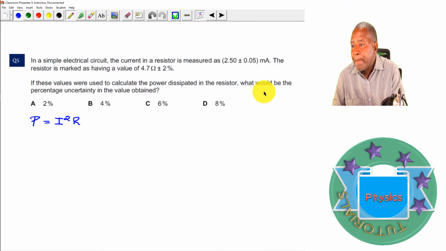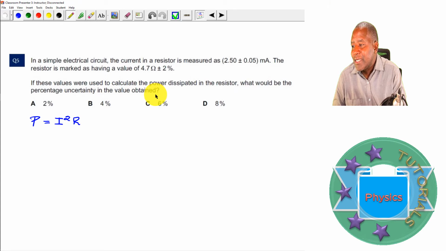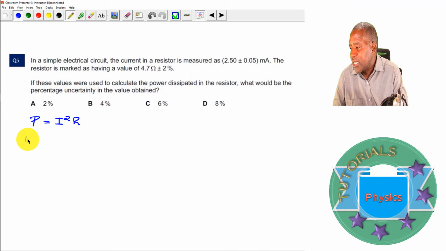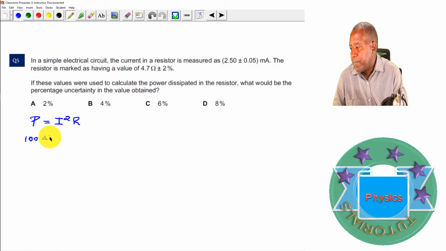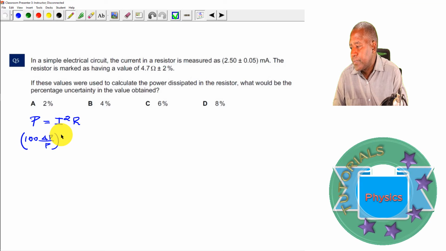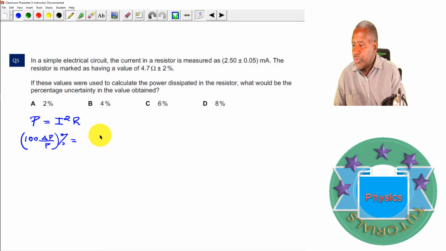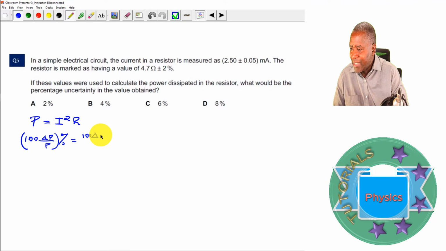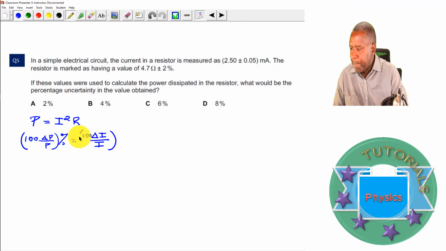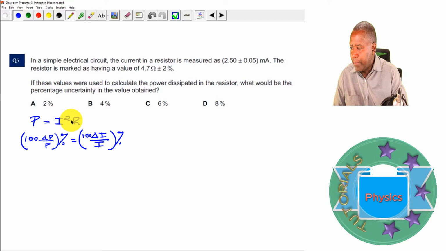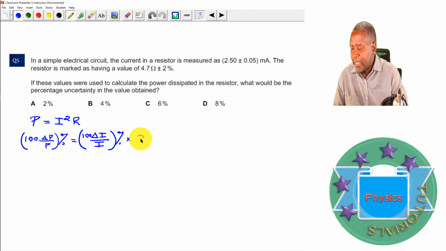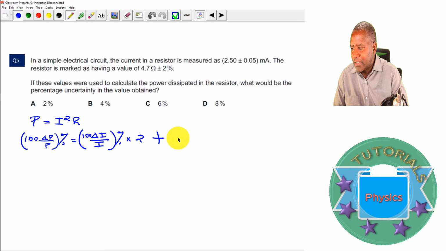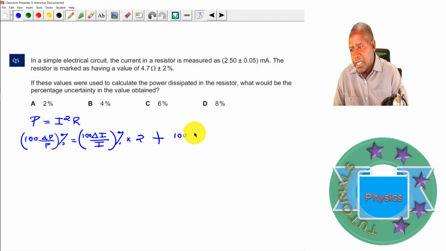So we want the percentage uncertainty in the power obtained. So the percentage uncertainty in the power is going to be equal to the percentage uncertainty in the current, and because of this square we multiply that by 2, plus the percentage uncertainty in R.